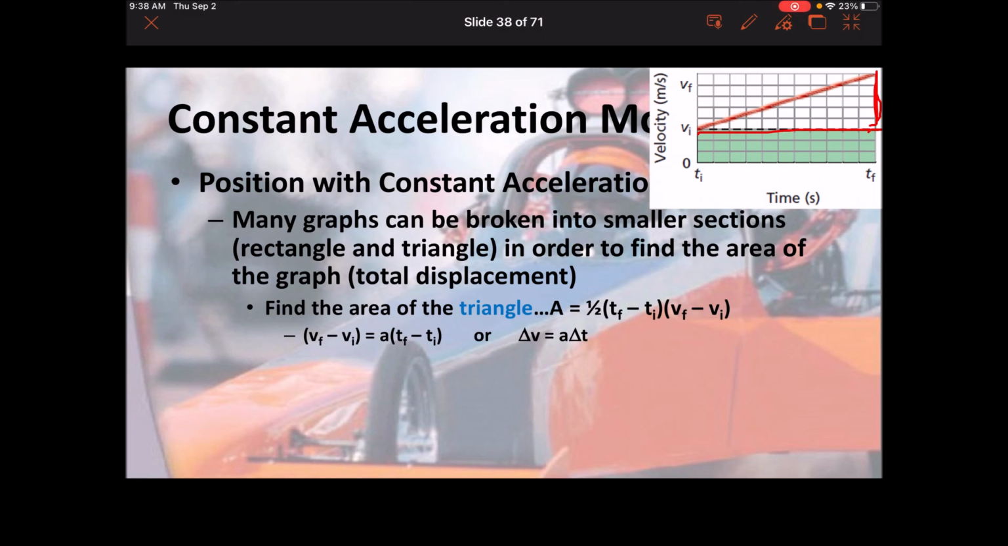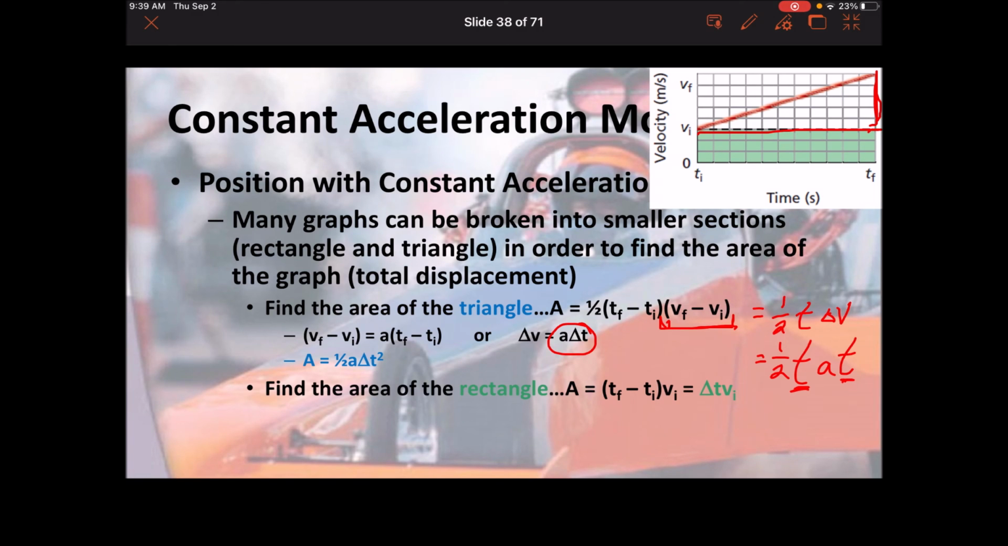Since my change in velocity is equal to acceleration times the change in time, I can substitute in. So instead of this change in velocity, I can substitute in this amount. So if I rewrite this formula, I have 1/2 my change in time, or I'll just use t for time, times my change in velocity. Well, what is that change in velocity? That is acceleration times change in time again, which ends up giving me a formula that is 1/2 a t squared, because I already have two t's going on. So I've got this change in time and this change in time, so that gives me t squared.